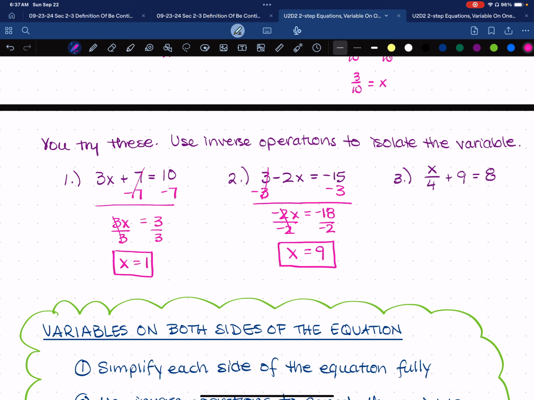And then over here, we want to get rid of the positive 9. So we're going to subtract 9 from both sides to turn that into 0. That way that cancels out. We still have x over 4, and 8 minus 9 is negative 1. Now we want to turn that dividing 4 into a 1 by multiplying by 4 on both sides. 4 divided by 4 is 1, so x is negative 4.